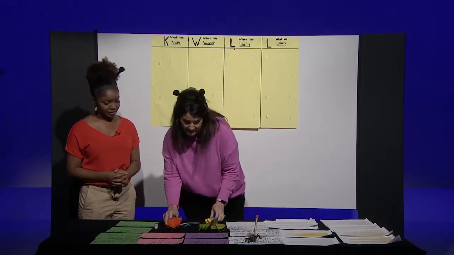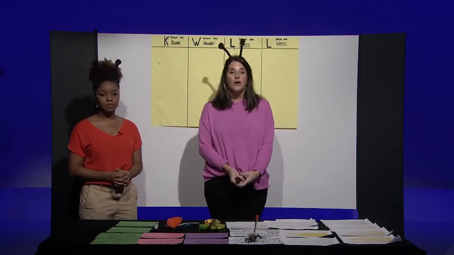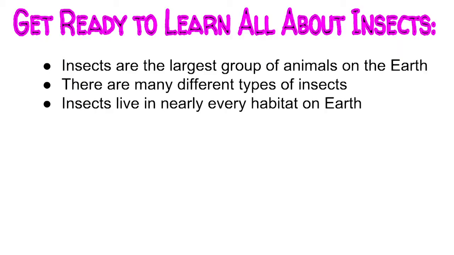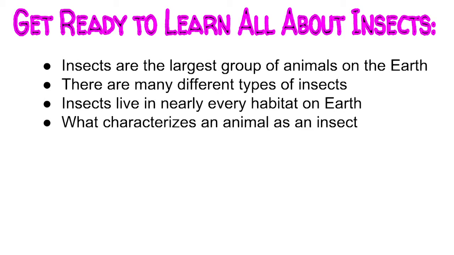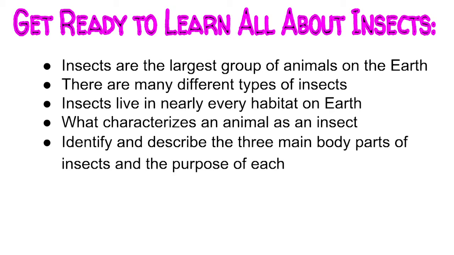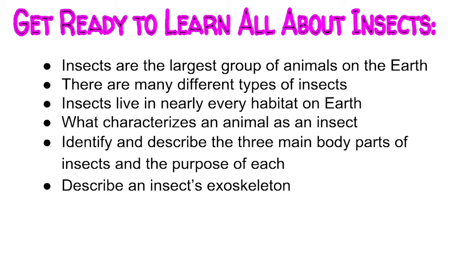You are correct. All right, so when we are done with this unit, here are the things that you are going to know. The first thing you'll know is that insects are the largest group of animals on Earth. The second thing is that there are many different types of insects. Insects live in nearly every habitat on Earth. You will know what characterizes an animal as an insect. You will be able to identify and describe the 3 main body parts of insects and the purpose of each. And you will be able to describe an insect's exoskeleton.